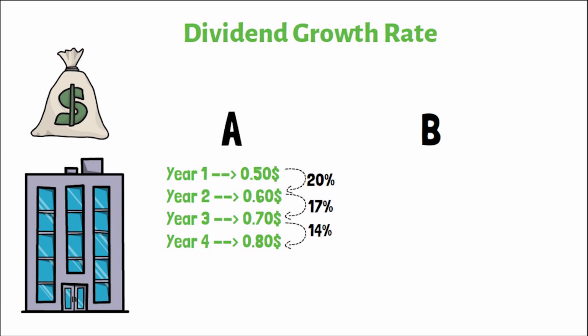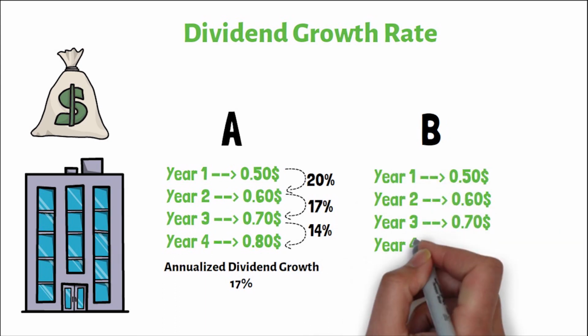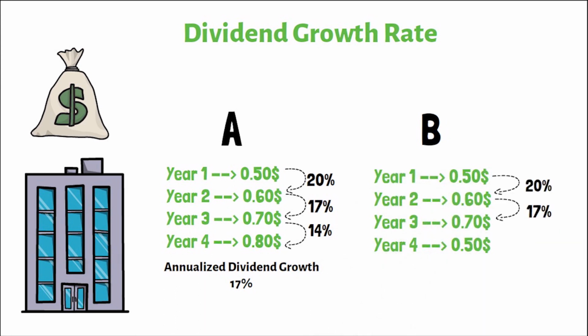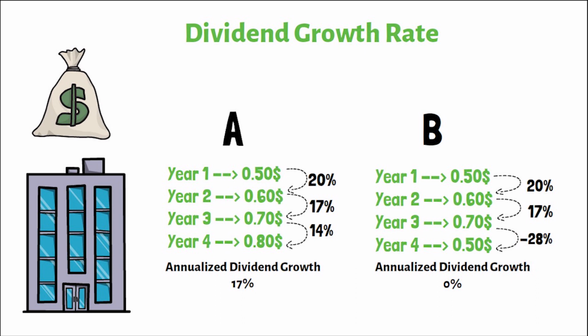The dividend growth rate is the annualized amount over the period, or in other words, we add up the growth from the previous years and divide by the number of years. In the case of Company A, it is 51 divided by 3, giving us a 17% annualized dividend growth rate, while Company B has the same growth excluding its last year when the dividend got cut by 28%. This gives an annualized dividend growth of 0% for the period.